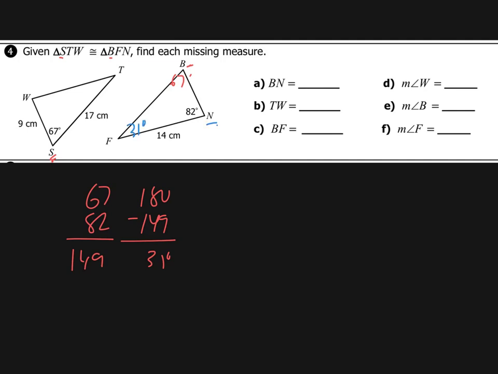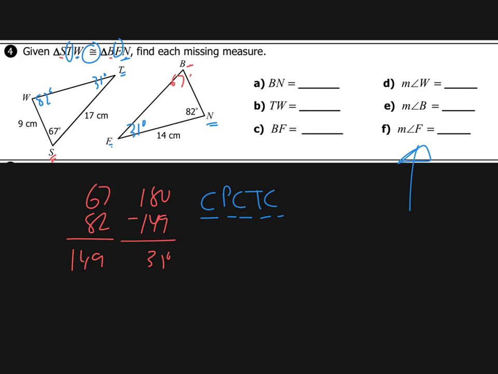But angle N is the same as angle W. So this is 82 degrees. And if it's 82, 67, 31 on the other triangle, then these guys are the same too. And again, angle T is the same as angle F according to my congruency statement. So because the statement says that those two triangles are congruent, then again, by CPCTC, congruent parts of congruent triangles are congruent themselves. I piece together all three angles.